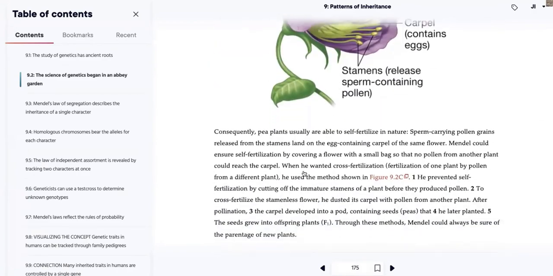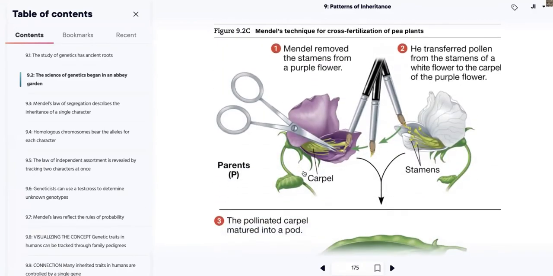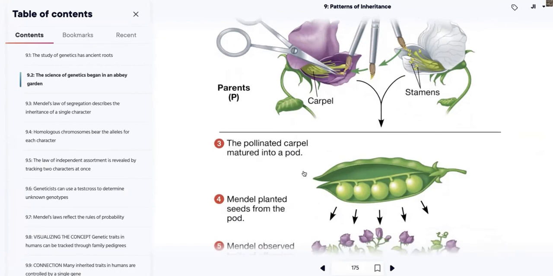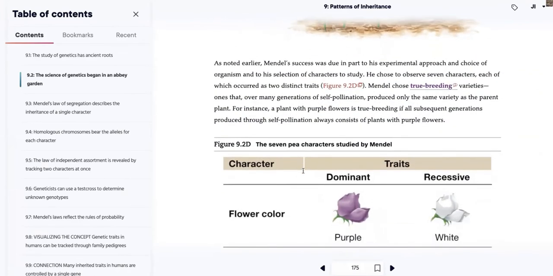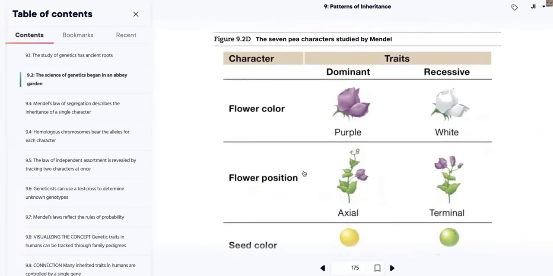And here's the procedure that he did. He had to carefully emasculate plants and cross them carefully. And he crossed them and got the offspring. But here's the results of what I wanted to share with you.